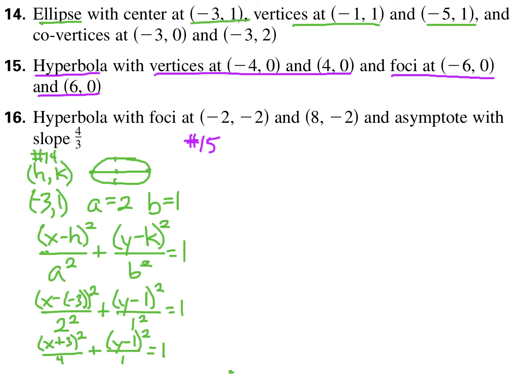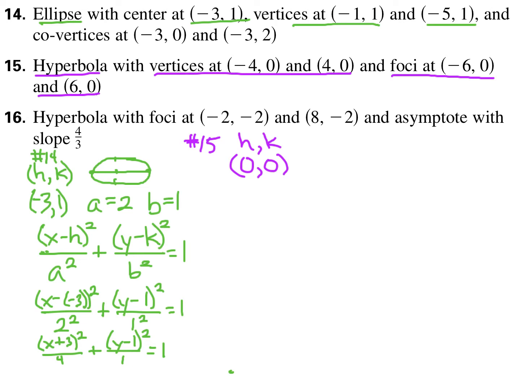-4, 0 and 4, 0 are both on the x-axis, and they are both equidistant from the origin. So I know that my center, my h, k, is at 0, 0, which is nice because now I can just use the origin form of the equation. I don't have to use the translated form of the equation, which is good. And then the foci are at -6, 0 and 6, 0.